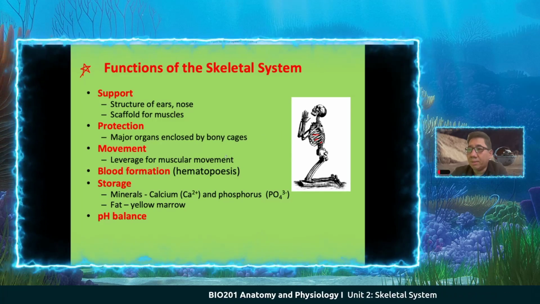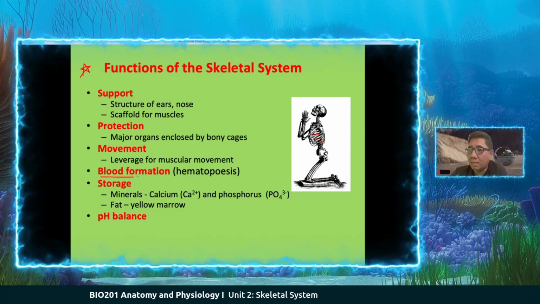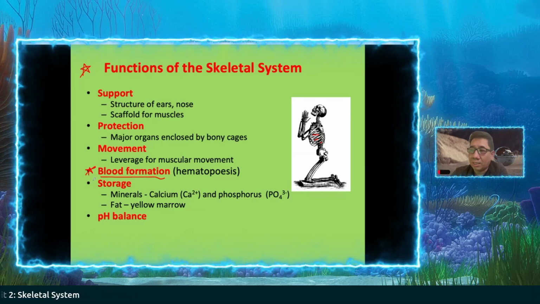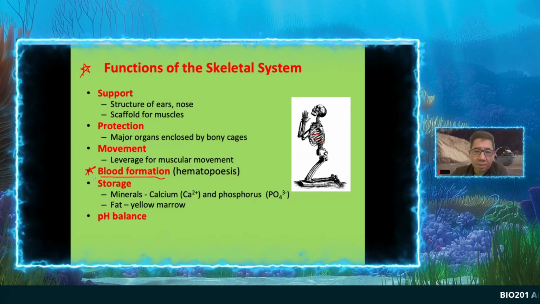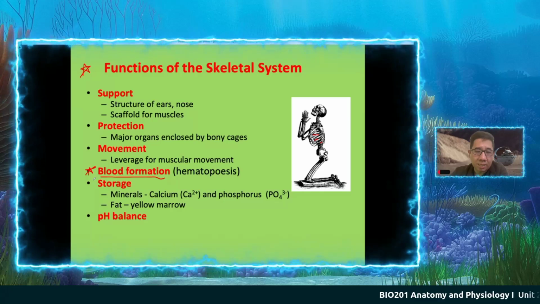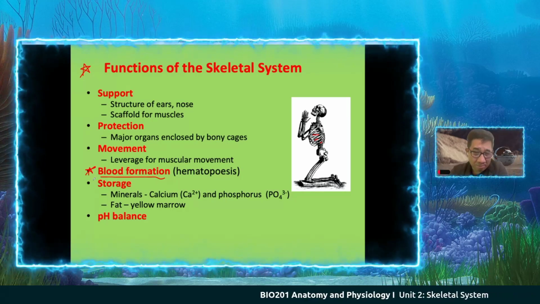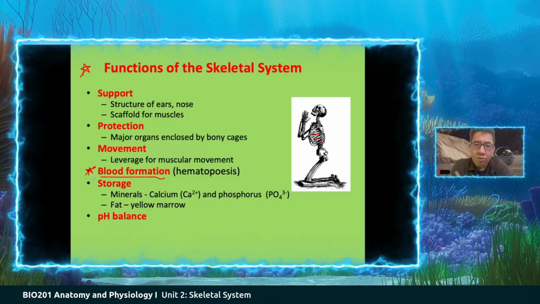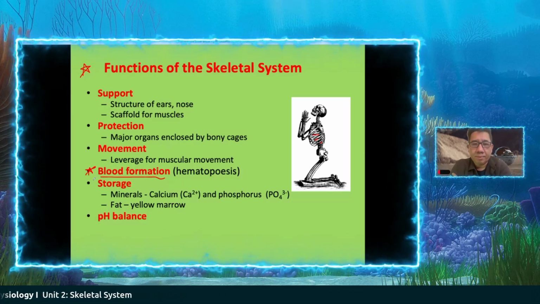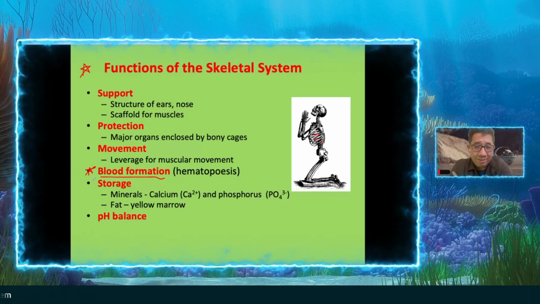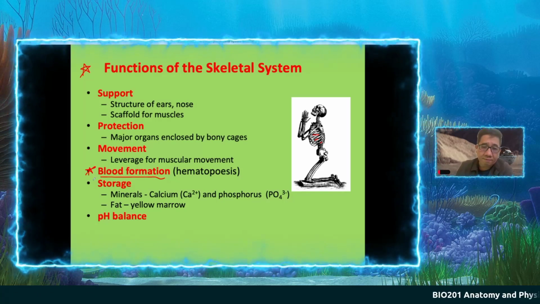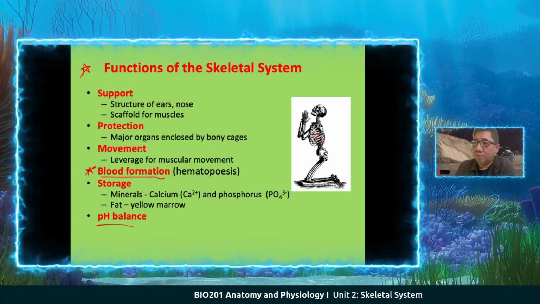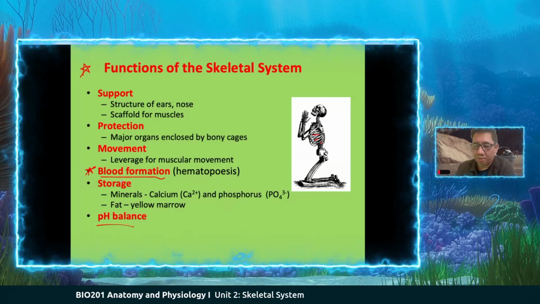The key thing that people tend to forget, and really don't talk much about, is that bone actually makes your blood. Hematopoiesis is the making of the blood. Without bone marrow, without bone, you won't be able to make blood. Bone is also storage of your calcium, phosphorus, and fat as well. And bone also controls your pH balance. All of these are functions of bones that you need to remember for your tests.